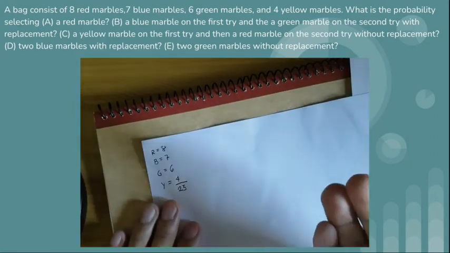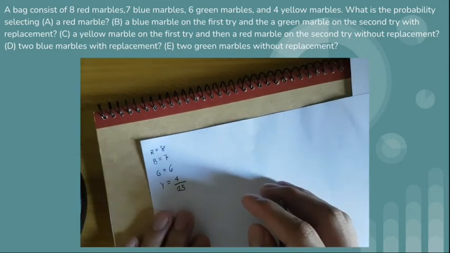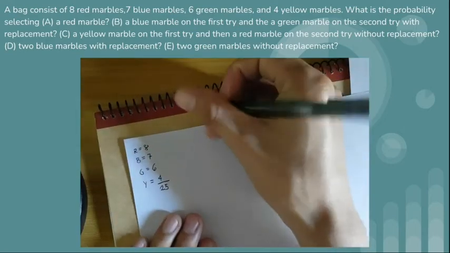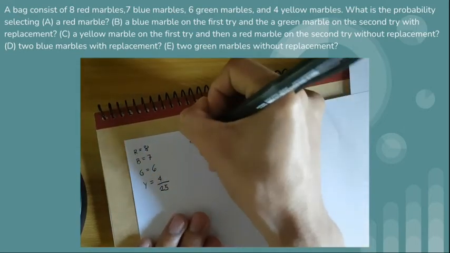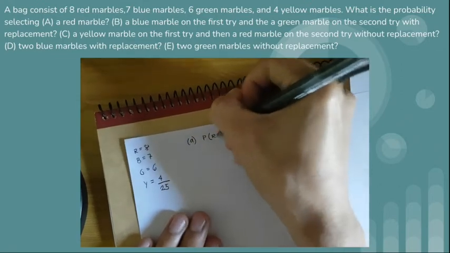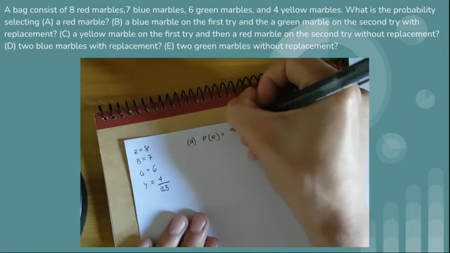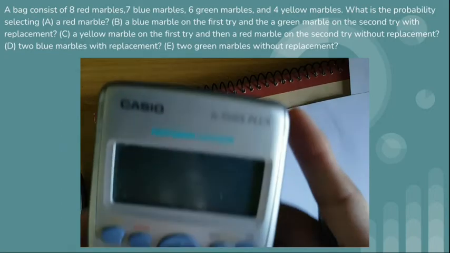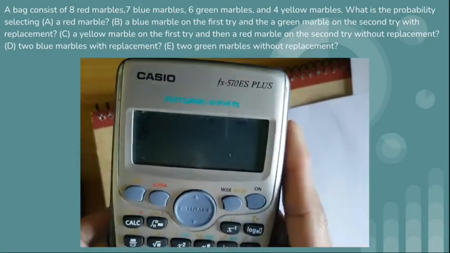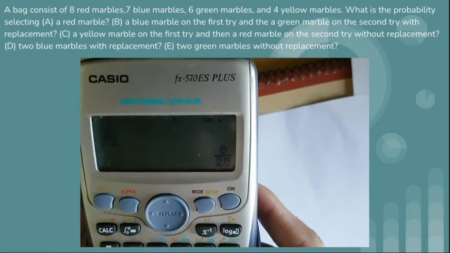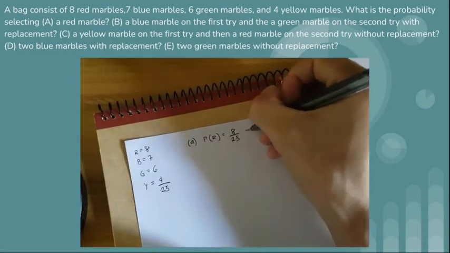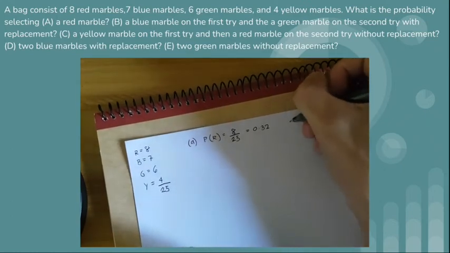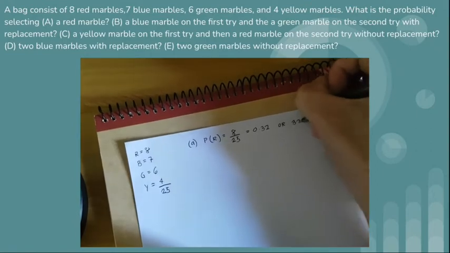So let's proceed to the question. What is the probability of selecting a red marble? So probability of selecting red marble. So ilan yung red natin? 'Di ba 8 over yung total, so 25. 8 over 25 is equal sa 0.32. So, kapag tinimes natin siya sa 100, magiging 32%.